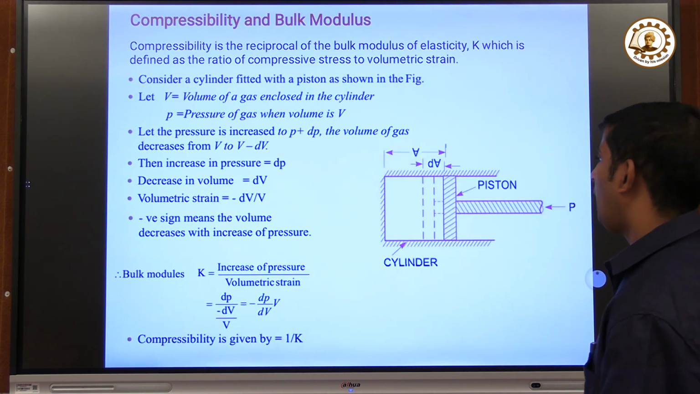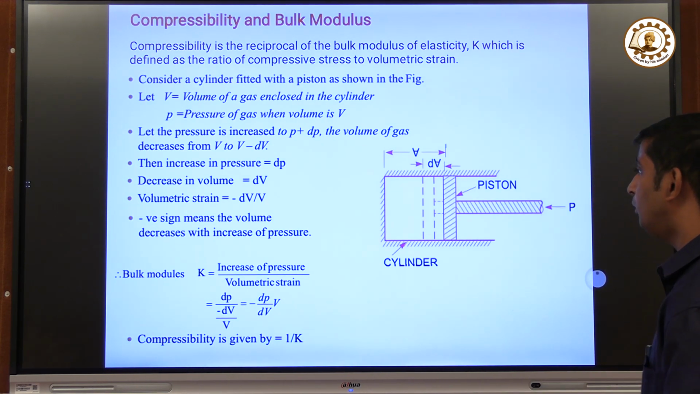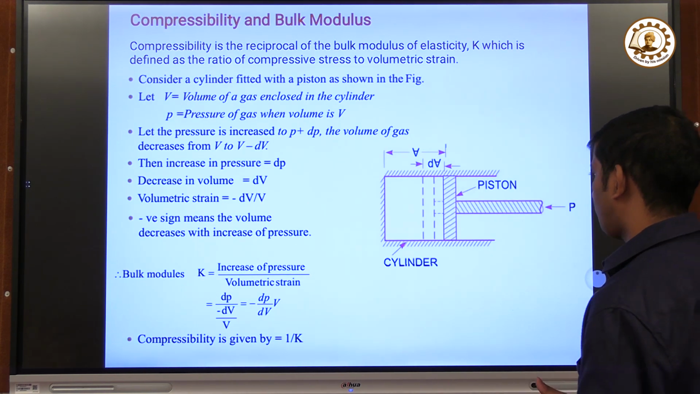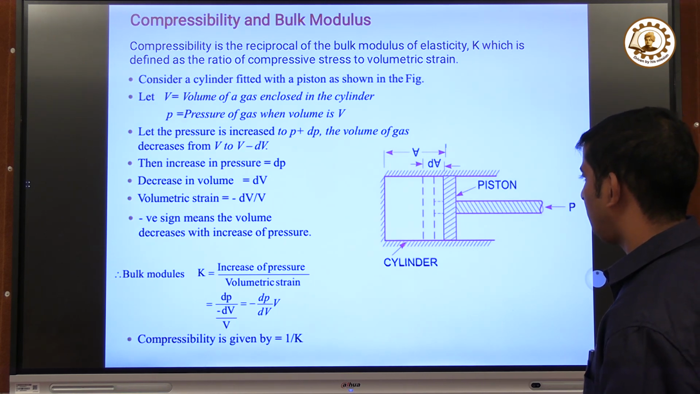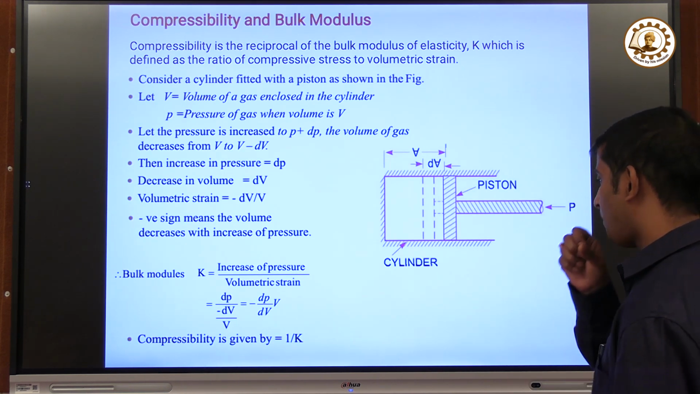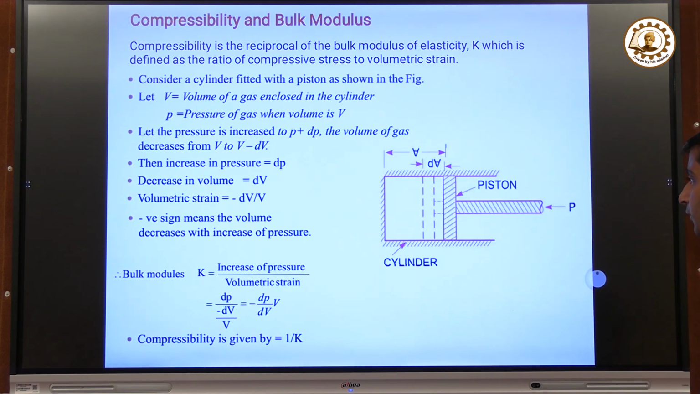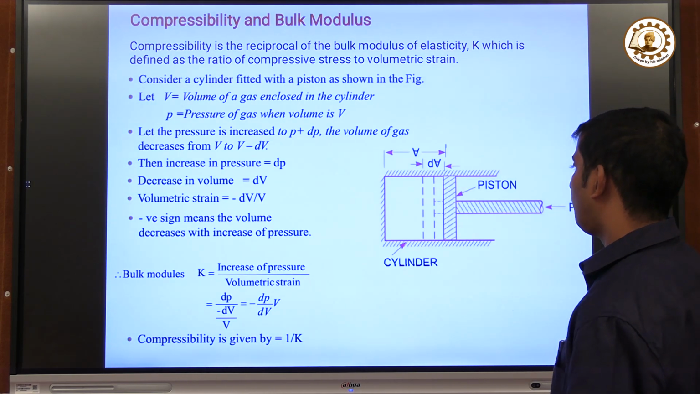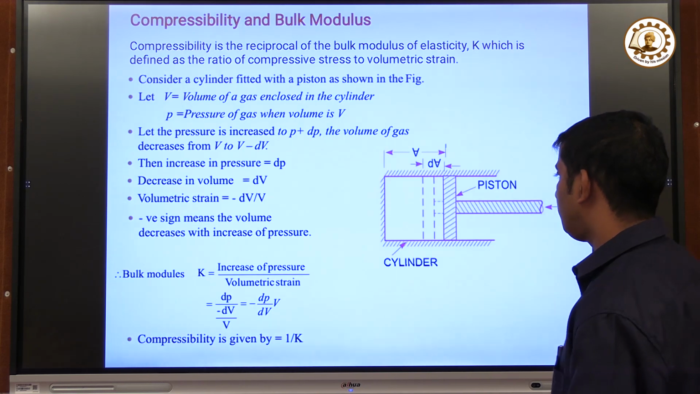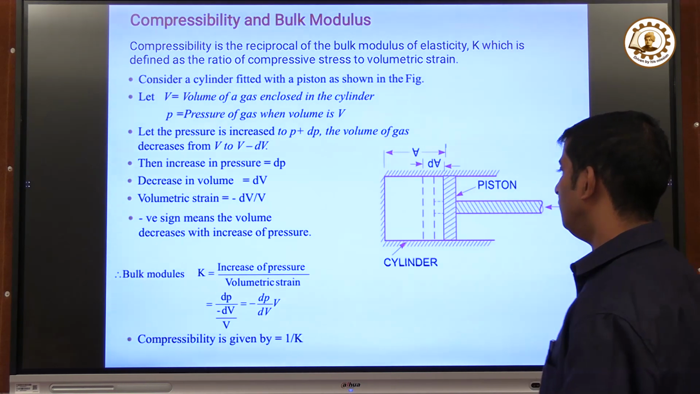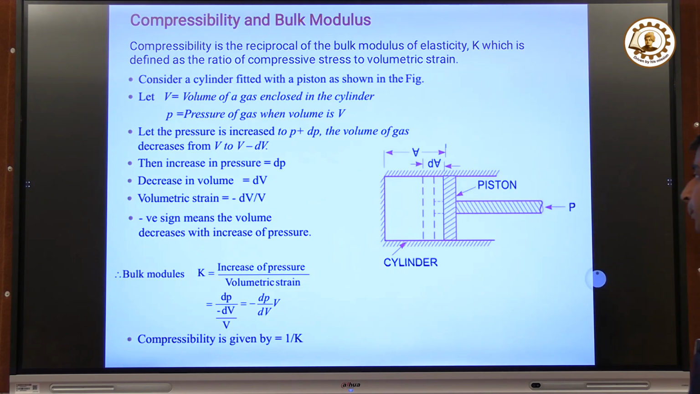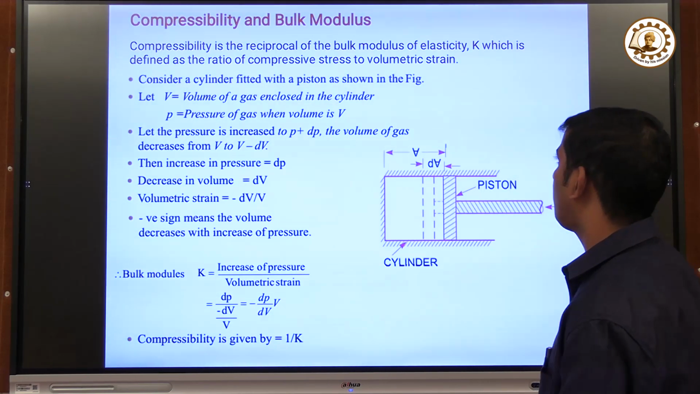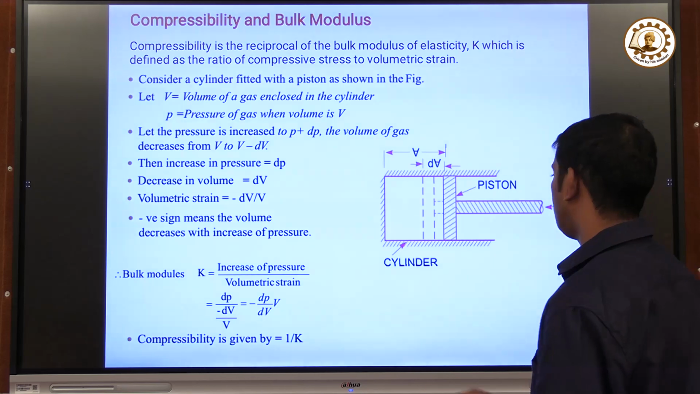So we can write the bulk modulus K is equal to increase in pressure by volumetric strain, and the increase in pressure is equal to dP. What is the volumetric strain? Volumetric strain is minus dV by V. Now you can write K equals minus dP by dV into V, and compressibility is given by 1 by K, that is the reciprocal of the bulk modulus of elasticity, which is denoted by K.